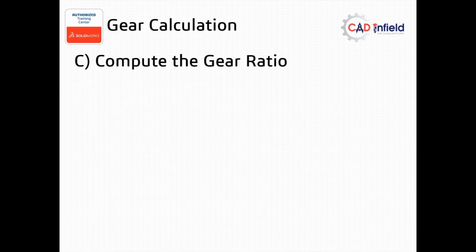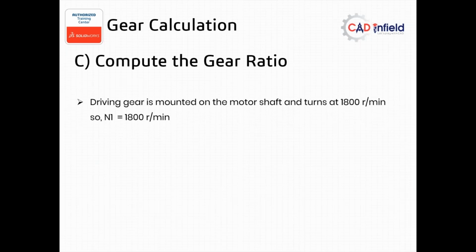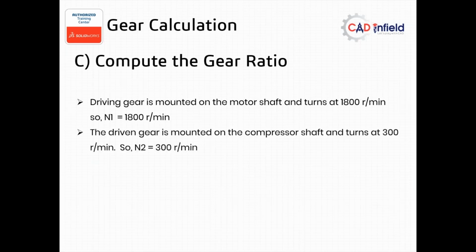The next step is related to the gear ratio. We know that the driving gear is mounted on a motor shaft which turns at 1800 RPM. It means we have N1 as 1800 RPM. We have N2 as 300 RPM because the compressor shaft runs at 300 RPM. We know that we have a ratio. We can take it as N1 by N2, or in reverse, RD2 by RD1. Anything is okay for us.